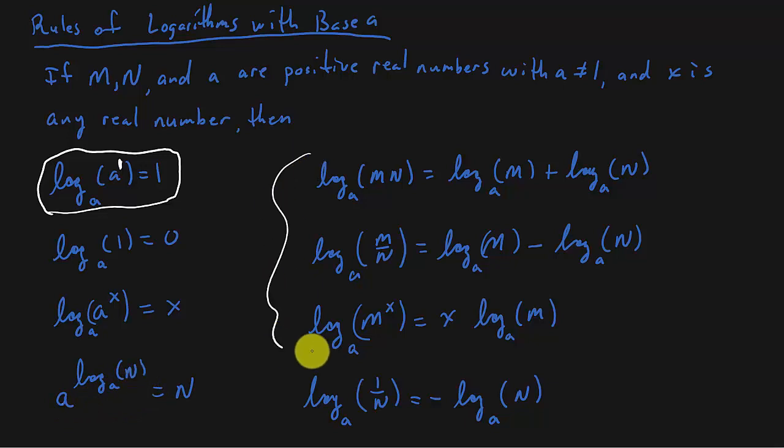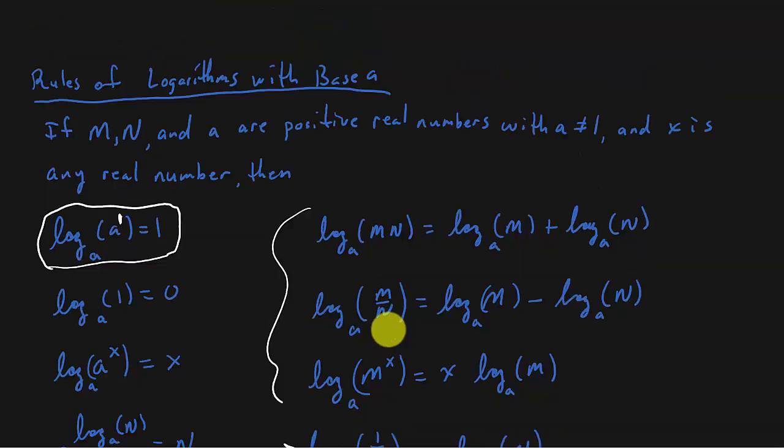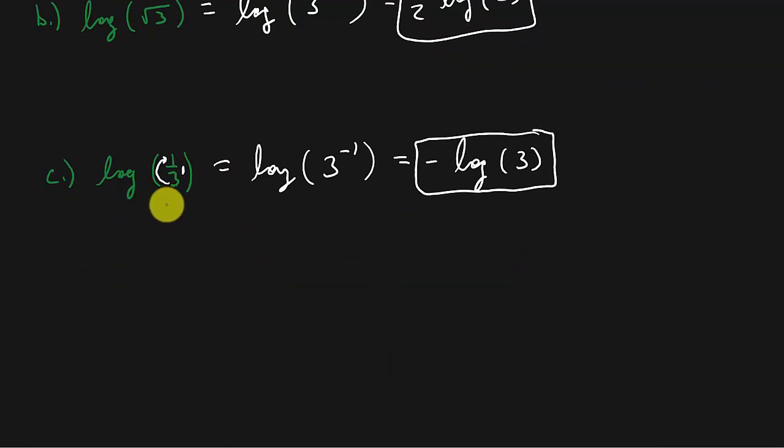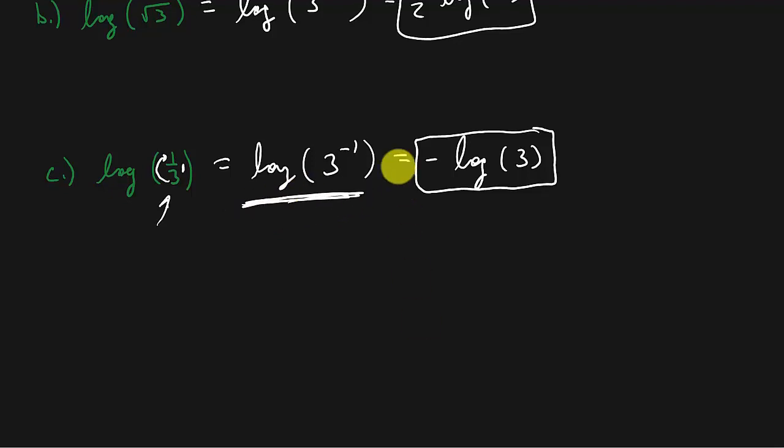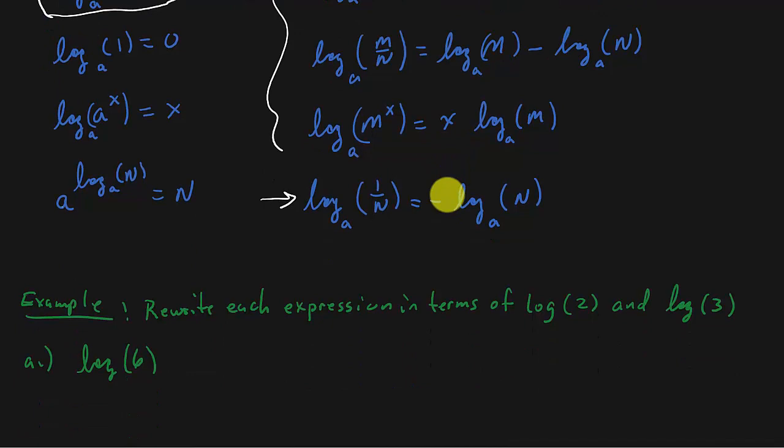And then we covered these also. And then this one is the log of 1 over n with base a is negative log of n with base a. And really, you don't even need to remember that one because we just did that here, 1 over n. If you know that formula, it'll save you from having to do this step. But I think it's good to know this in case you don't remember the formula. You know how to work it.